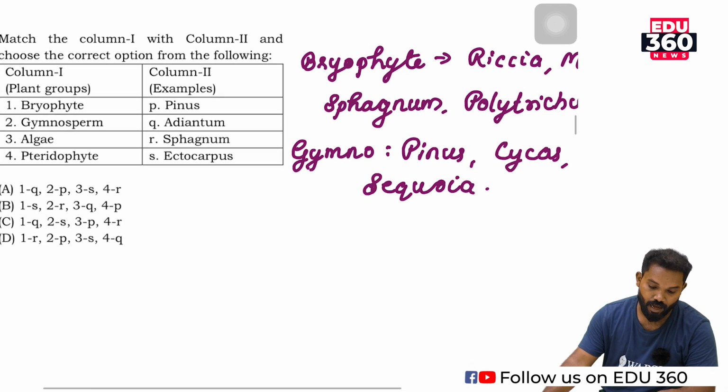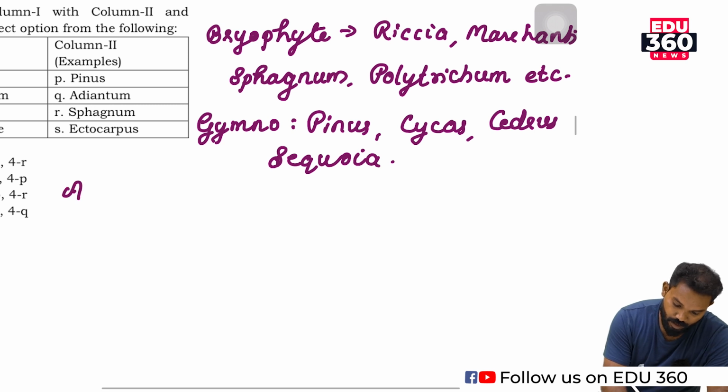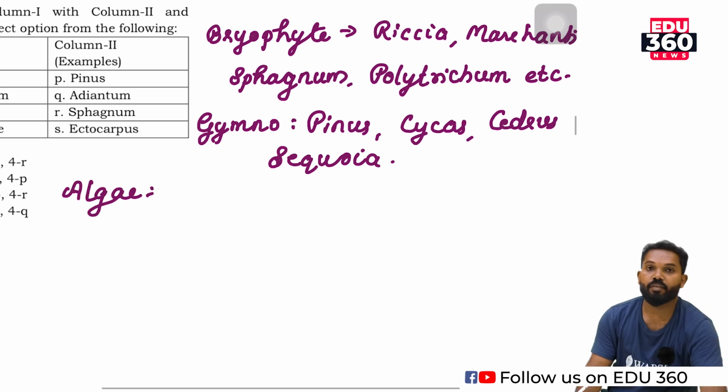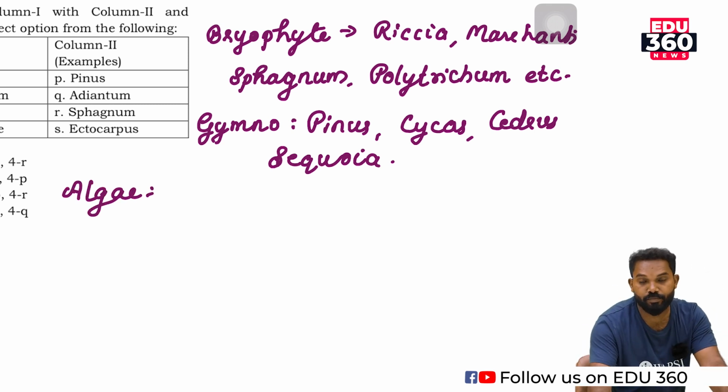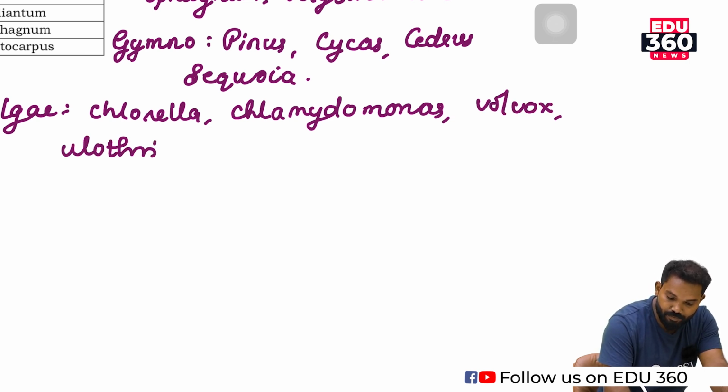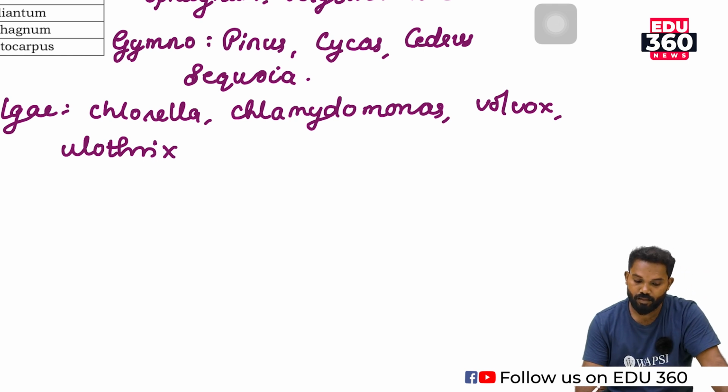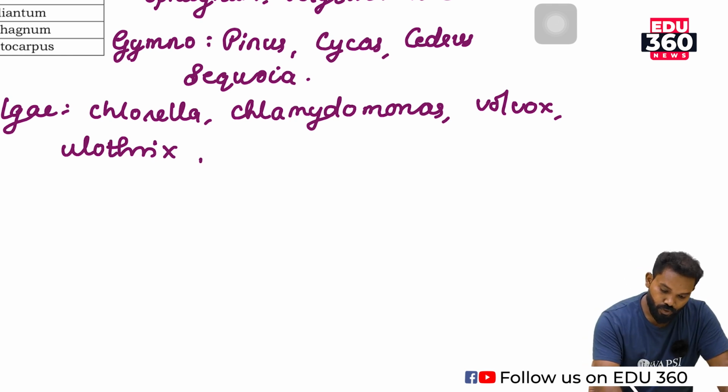Then the next one is algae. Algae are categorized into many groups, like the green algae such as Chlorella, Chlamydomonas, Volvox, Ulothrix, Eudorina, etc.